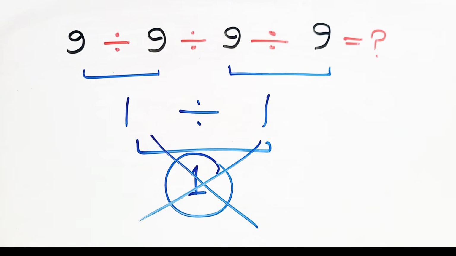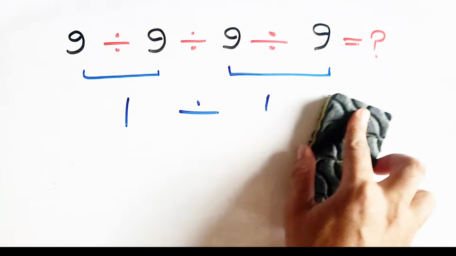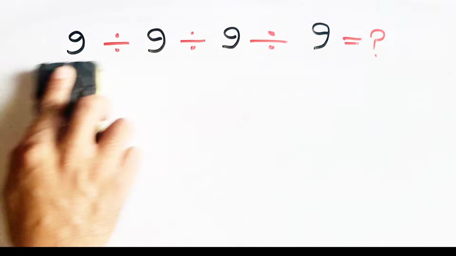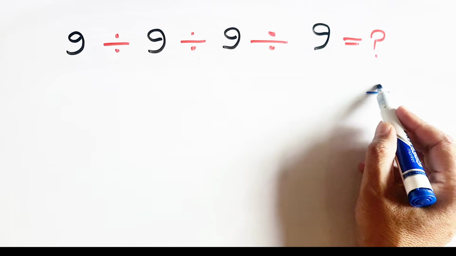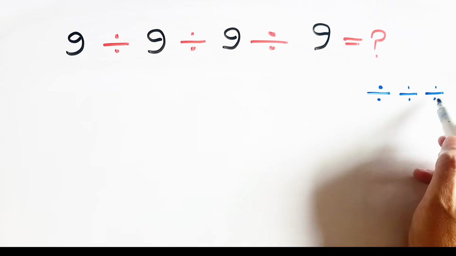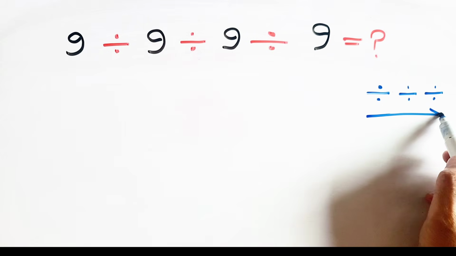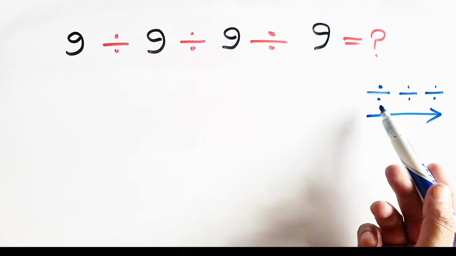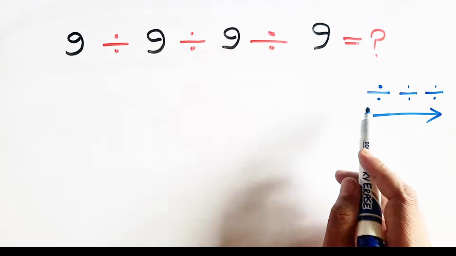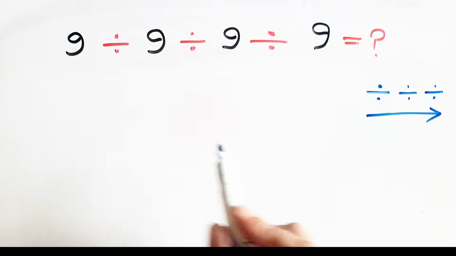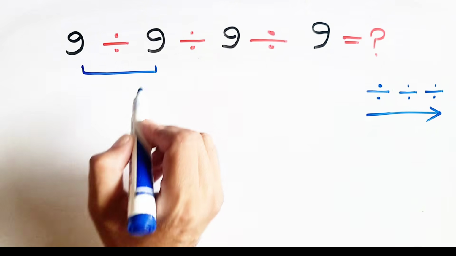Are you shocked to hear that 1 is not the correct answer? Let us handle this question according to PEMDAS. We have only division, division, division, so we have to move from left to right. Even if we have multiplication and division, we again have to move from left to right, because division and multiplication are both the same. So first of all, handle this.